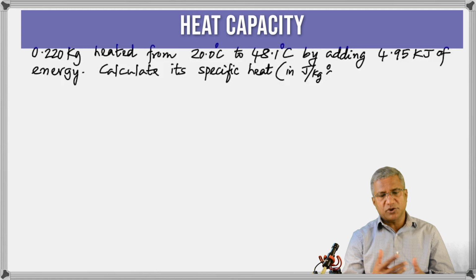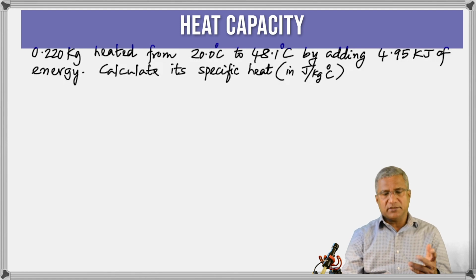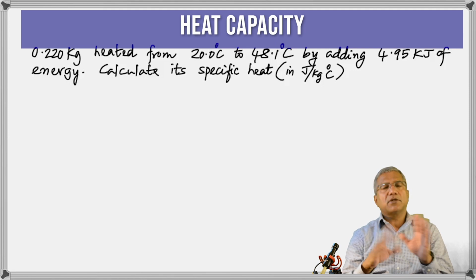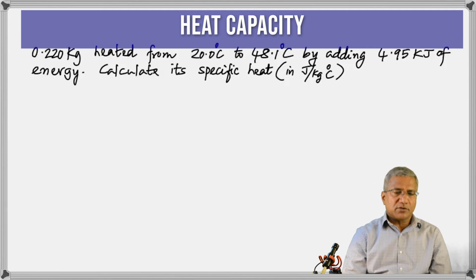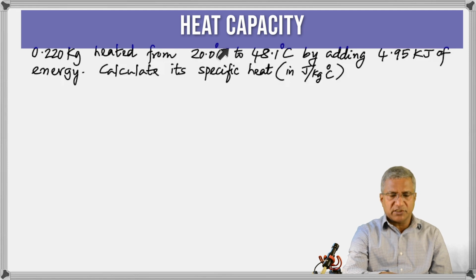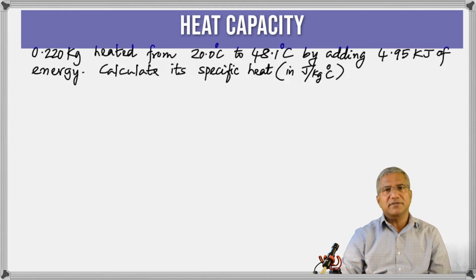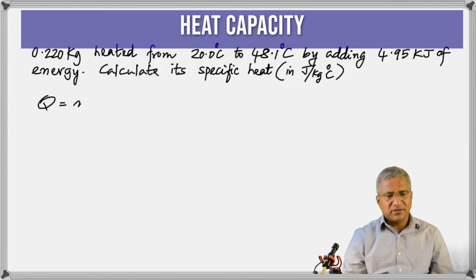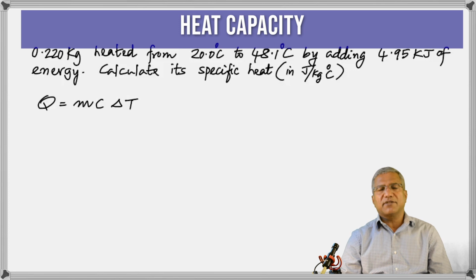And you got to get it in joules per kilogram Celsius or kilogram Kelvin. Both are the same, the change is the same. I told you that, so yeah. So the mass is 0.220 kilogram. You have the change in temperature if you take the difference. And then you have the Q. So it's pretty simple. Just use that formula.